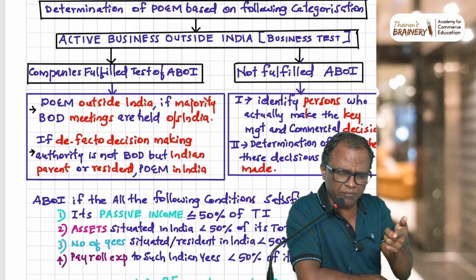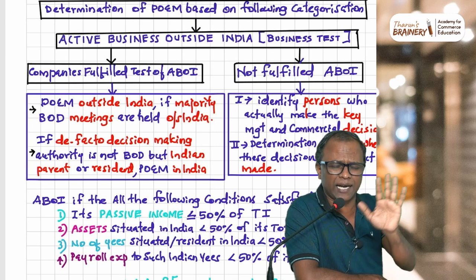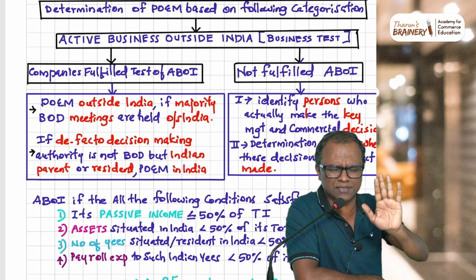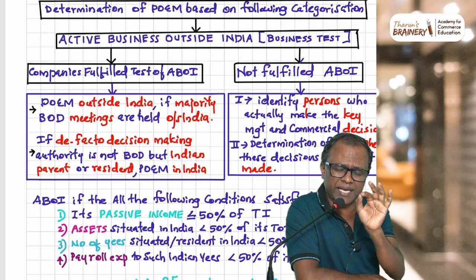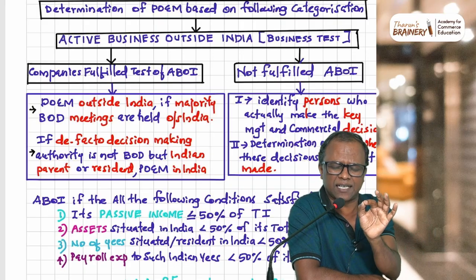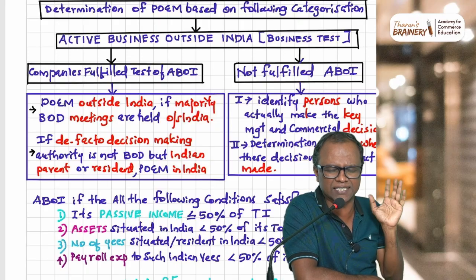Subsidiary company is a foreign company. We are going to find out the residential status of that foreign company. The problem is it satisfied all the four tests, active business of that foreign company outside India. But the ultimate decision making of that foreign company's decisions are taken by the Indian parent company. Indian resident company is the ultimate decision maker.